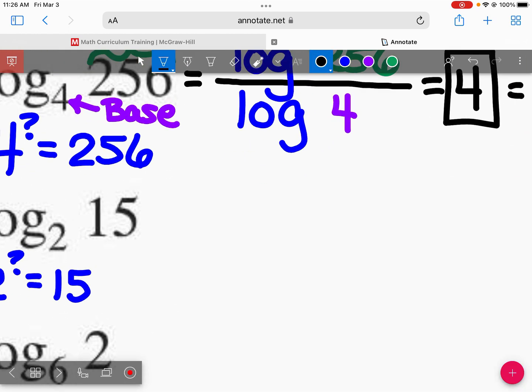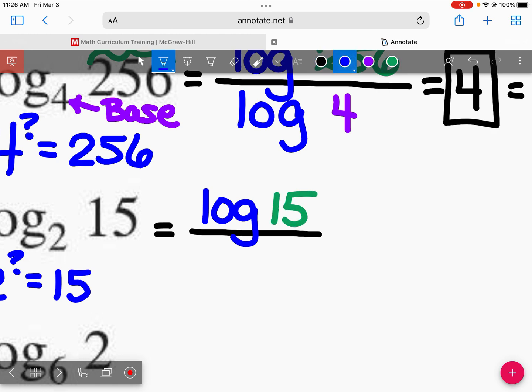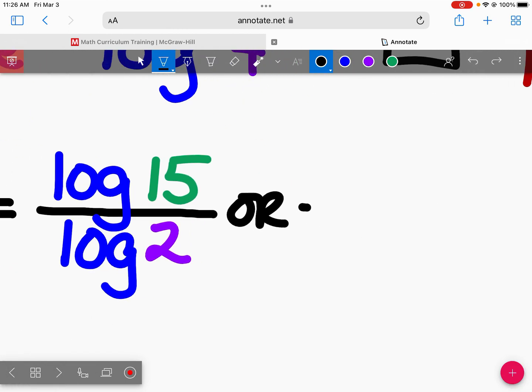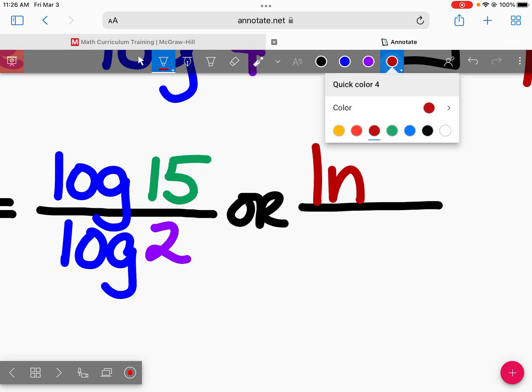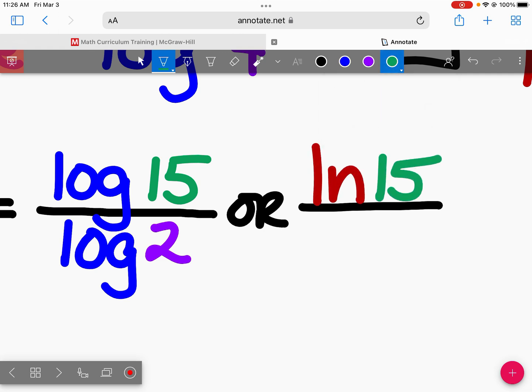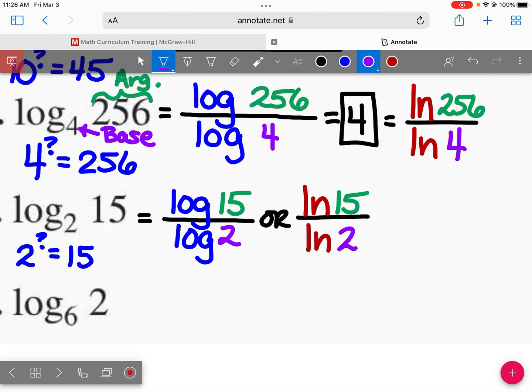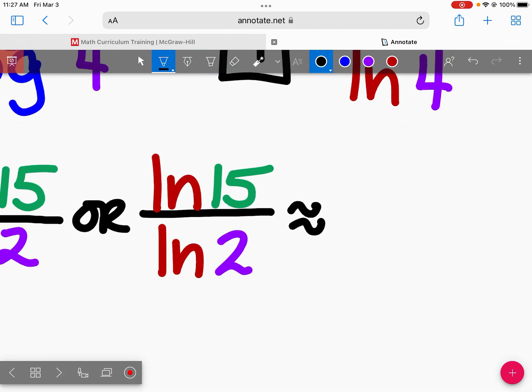What would this look like if I wanted to use change of base to calculate it precisely? Log of 15 over log of 2. Or if I wanted to use natural log instead, this would be natural log of 15 over natural log of 2. Either one of these is going to give me the same exact answer. It's about how much?